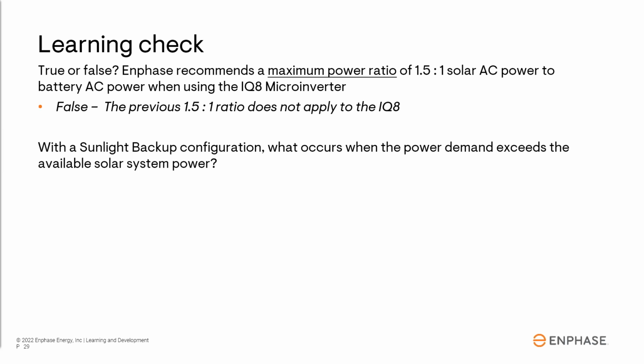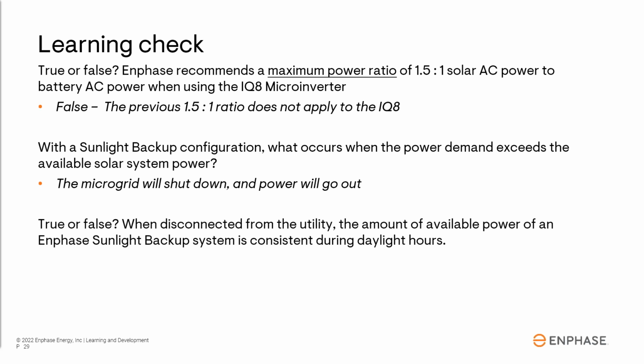With a sunlight backup configuration, what happens when the power demand exceeds the available solar system power? The microgrid will become unstable and shut down, and the power will go out for that homeowner. True or false? When disconnected from the utility, the amount of available power of an Enphase sunlight backup system is consistent during daylight hours. The answer is false. The amount of available power varies with irradiance.